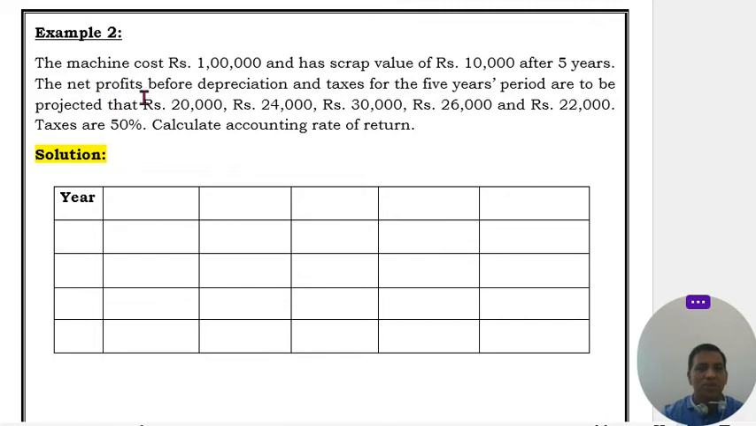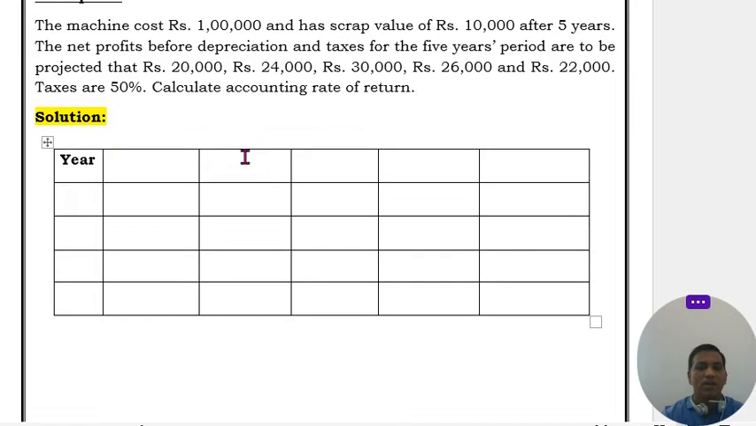See, net profits before depreciation and taxes. We need profit after taxes, but here it is given as profit before depreciation and taxes. This is not our required value. So we have to calculate profit after taxes from these given values. How will we calculate? Let me see. This is working notes. First we have to keep it ready. So how many years? 5 years.